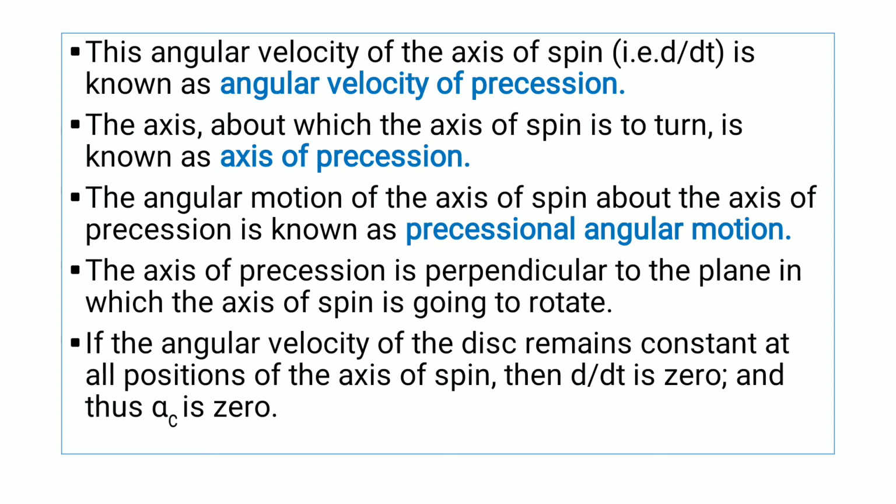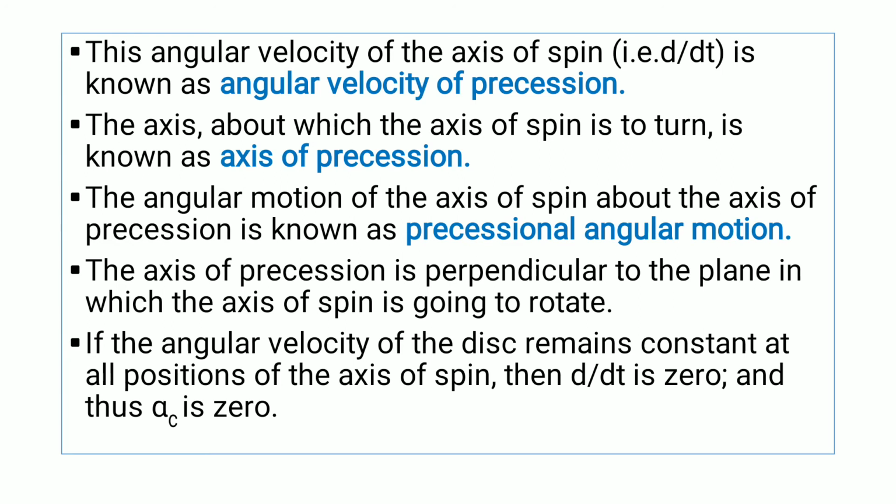So OX is rotating about the Z axis, so this is known as the axis of precession. So the angular velocity of the axis of spin is known as the angular velocity of precession. The axis about which the axis of spin is turned is known as the axis of precession. The angular motion of the axis of spin about the axis of precession is known as precessional angular motion. The axis of precession is perpendicular to the plane in which the axis of spin is going to rotate.